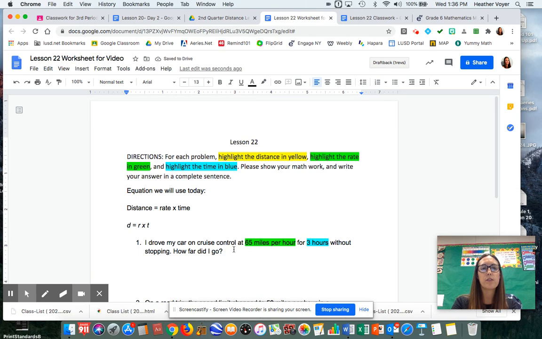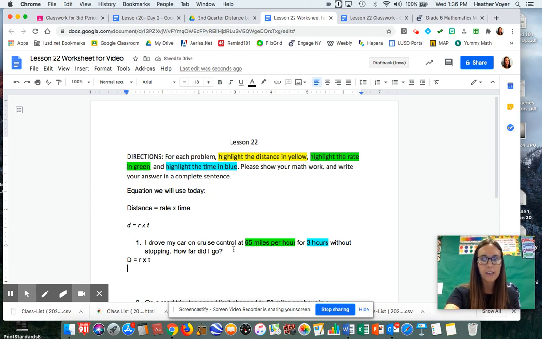How far did I go? I want to use this equation, so I want to use D. I'm going to just rewrite it for myself: D equals R times T. Then I'm going to plug in the information that I find in the problem to help me solve it. I don't know what distance is. I'm going to be solving today for distance, so I'm going to just leave D as D because that's the unknown here. But I know that the rate was 65 miles an hour, and I know that the time in this word problem is 3 hours. So here I've created my equation to help me solve the problem.